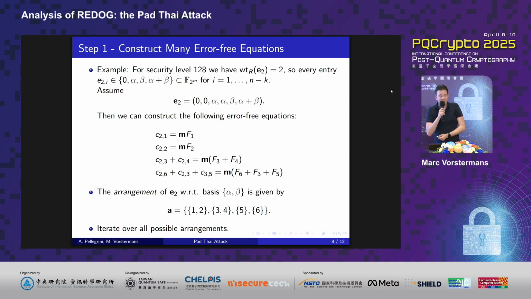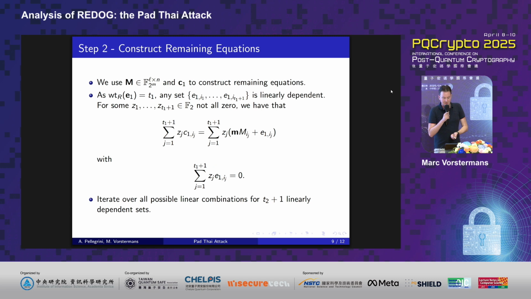Now for our attack, we are going to iterate over all possible arrangements, construct the corresponding equations using this technique, and then in the end we can check whether the full system is error-free. We are not able to check per individual equation whether it's error-free, so that's why we iterate over all possible arrangements. But as I already said, we do not have enough equations yet to solve uniquely for M.